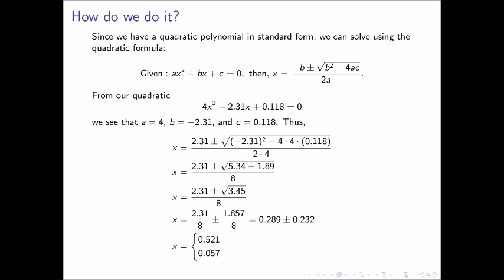To determine our two roots, we now have to add or subtract as indicated. The first root is found from addition. 0.289 plus 0.232 gives 0.521. For the second root, we subtract. 0.289 minus 0.232 gives a value of 0.057. Notice that in this case we have two positive roots. We will discuss in a moment how we determine which is the appropriate root to use.